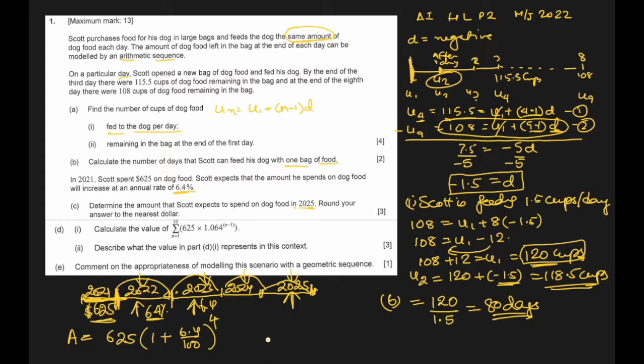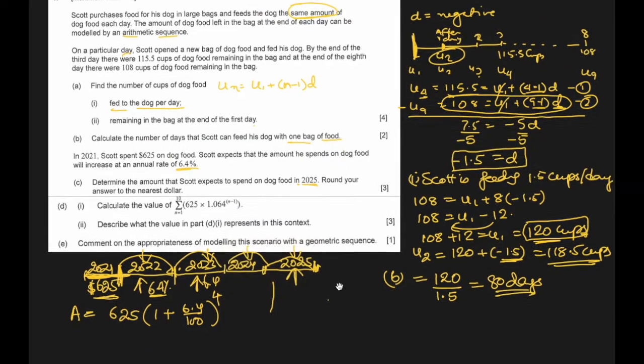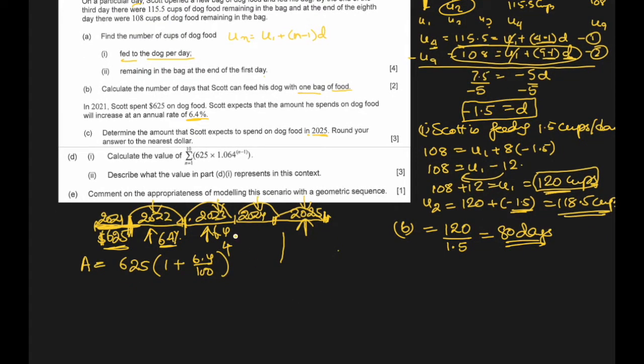And now we can just put this in our calculator and get it. If I use my calculator, I get 8... Round your answer to the nearest dollar. 801 point something I got. So I can write $801. All right, D.